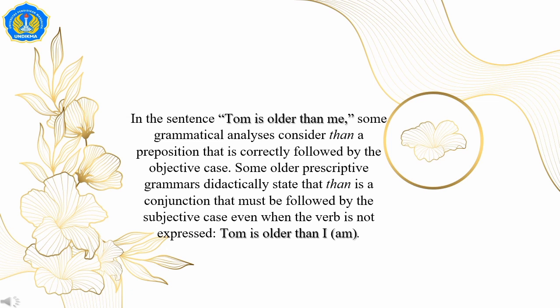In the sentence, Tom is older than me. Some grammatical analyses consider than a preposition that is correctly followed by the objective case. Some older perspective grammars state that than is a conjunction but must be followed by the subjective case even if the verb is not expressed. Tom is older than I am.